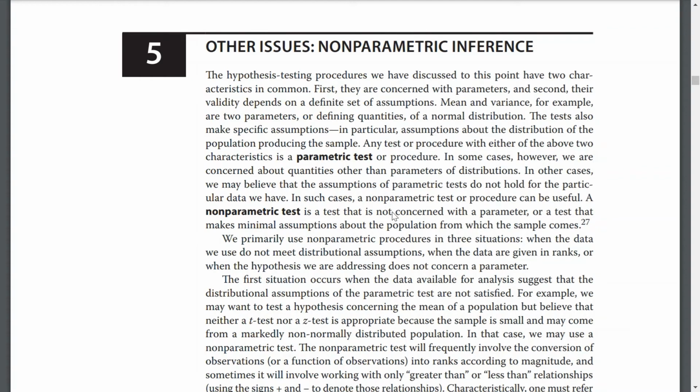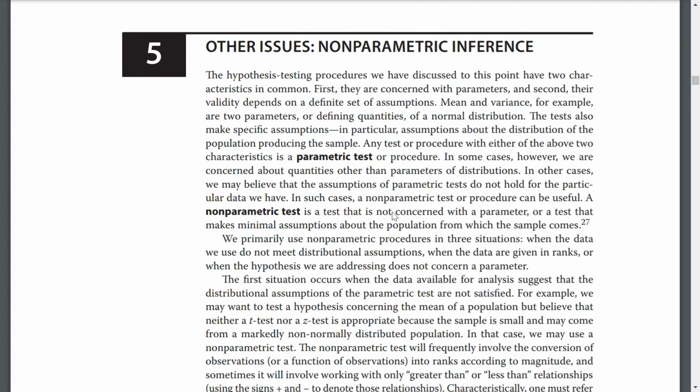The tests also make specific assumptions, in particular assumptions about the distribution of the population producing the sample. Any test or procedure with either of the above two characteristics is a parametric test or procedure. In some cases, however, we are concerned about quantities other than parameters of a distribution.